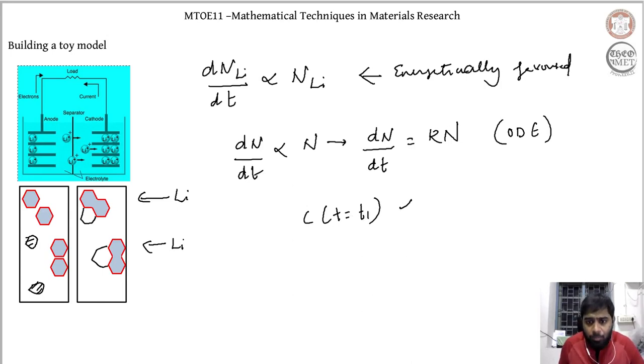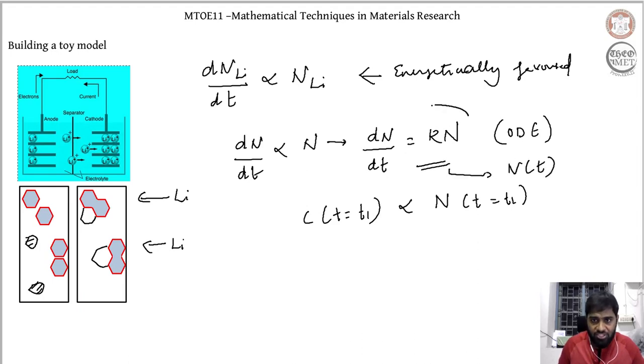So this is proportional to the number of lithium ions that is present in my electrode at t1. When I have fewer lithium ions in my electrode at t1, the charge is going to be less. If I have a greater number of lithium ions, my charge is going to be more. So when I want to know my charge at a given time t1, it is proportional to how much lithium ion I have at that time t1. So I want to find out, from this expression, what my n of t is.